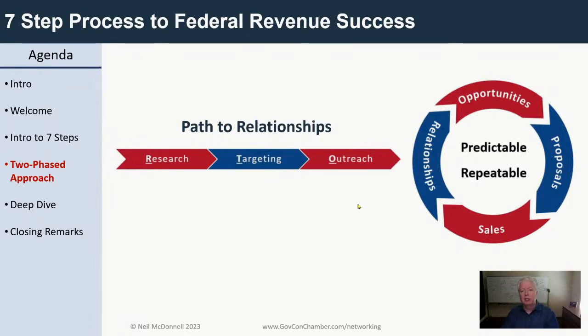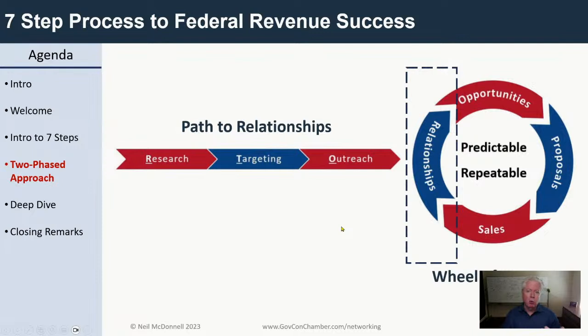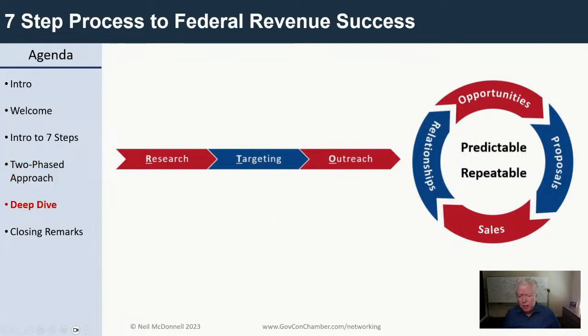Your path to relationship begins with those phone calls, or it ends with those phone calls that lead you to the relationships. And then once you're in there and you develop strategic relationships, you're on the wheel of success, and you're going to have that repeatable, predictable success that I want for you. Okay, so let's talk about research, targeting, outreach, relationships, opportunities, and proposals in a little bit more depth.